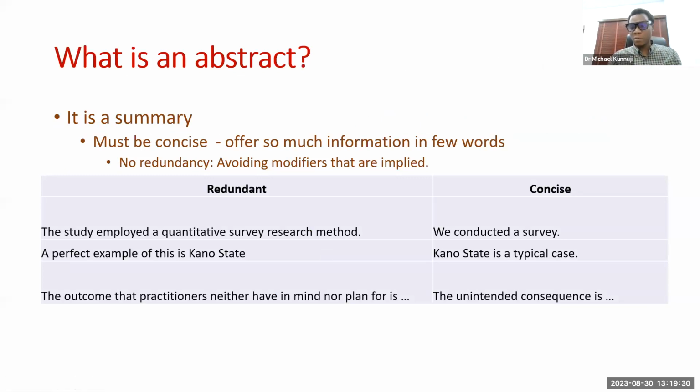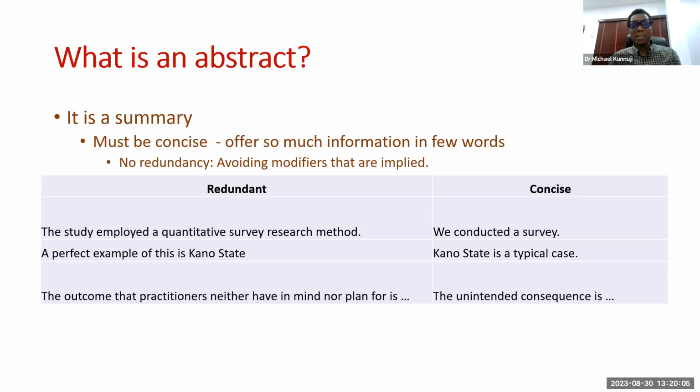If I want to be very exact, I'll say simply that an abstract is a summary. An abstract is a summary in the sense that it encapsulates everything that you have in your work. So if you have written a paper, a journal article, a thesis, your abstract should summarize that journal article or that dissertation or that report you have written.